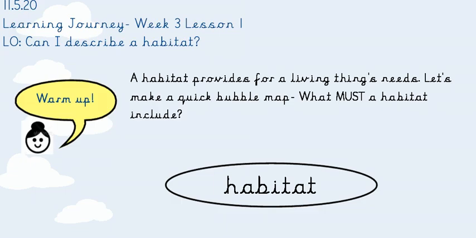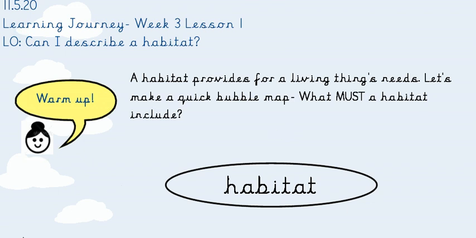All right, so quick warm up today. It says habitat provides for a living thing's needs. Let's make a quick bubble map. What must a habitat include? So if a habitat is a special place where an animal or living thing lives, it must have some things. Imagine, for example, you lived somewhere that didn't have any food. That would not be a very good habitat, would it? Wouldn't work out very well. So we need to make a quick bubble map here of different things your habitat must include. If you'd like to pause the video here, you can have a go at doing that yourself.